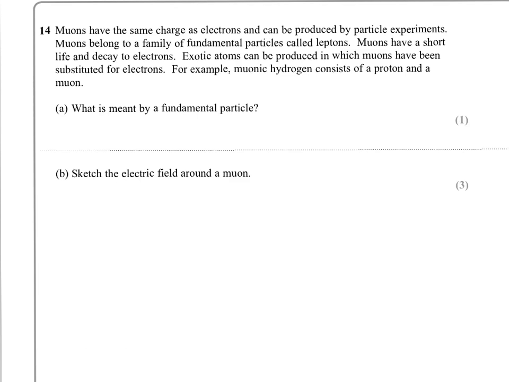Question 14. Muons have the same charge as electrons and can be produced by particle experiments. Muons belong to a family of fundamental particles called leptons. Muons have short life decay to electrons. Exotic atoms can be produced in which muons have been substituted for electrons. For example, muonic hydrogen consists of a proton and a muon. What is meant by a fundamental particle?